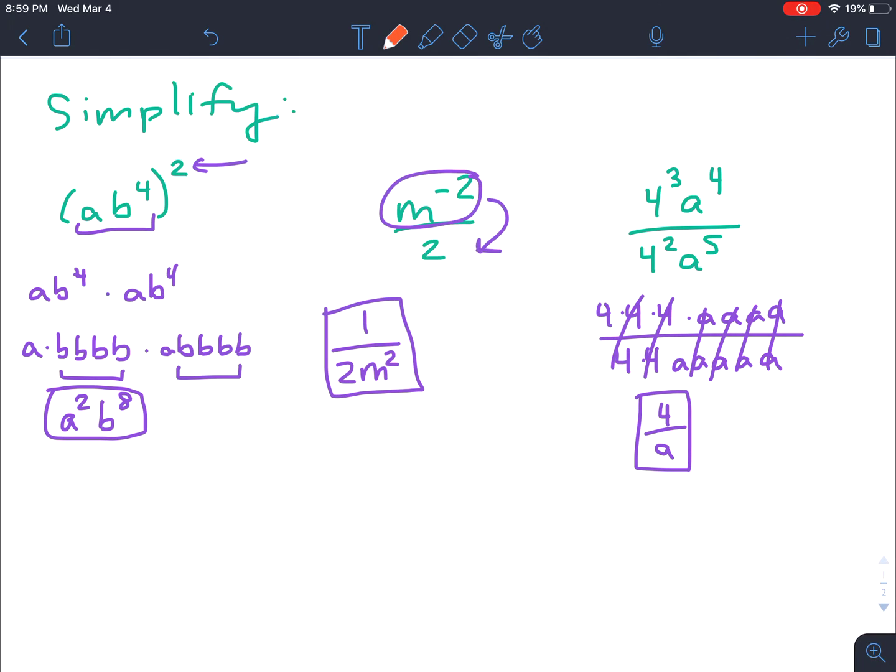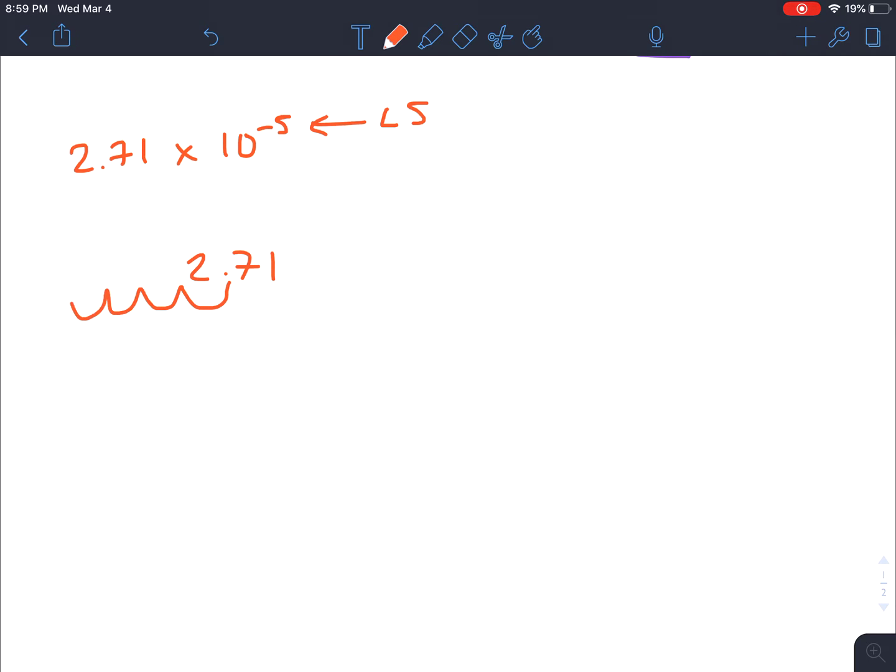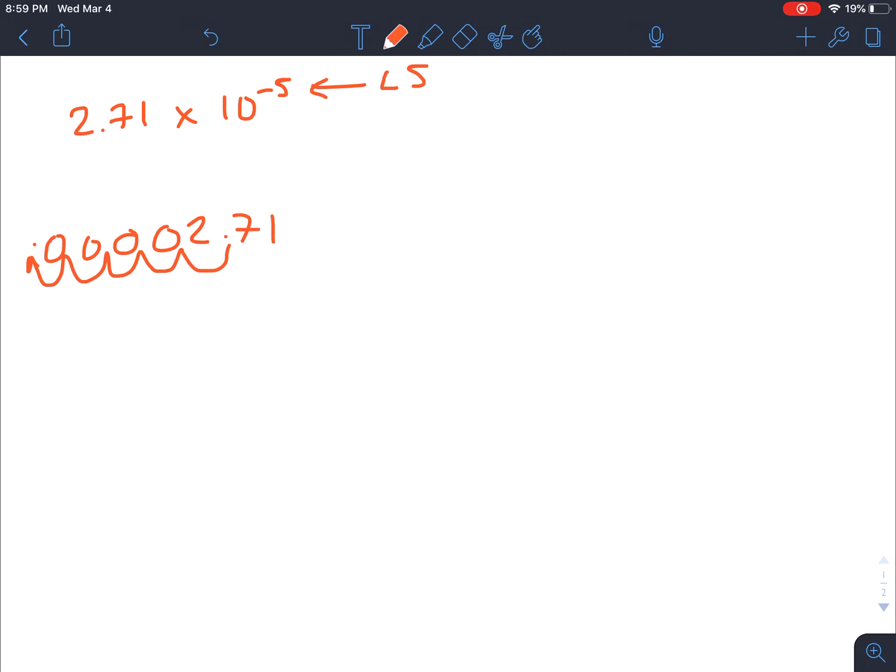Really quickly before you start your test, if you want to see a scientific notation example, if I wanted to put 2.71 times 10 to the negative 5th in standard form, you're going to take 2.71 and move the decimal based on my exponent. So negative 5 tells me I'm going to move my decimal 5 units to the left. 1, 2, 3, 4, 5. That's where my new decimal spot is, and then you're going to fill in with zeros. So in standard form, I would have 0.0000271.